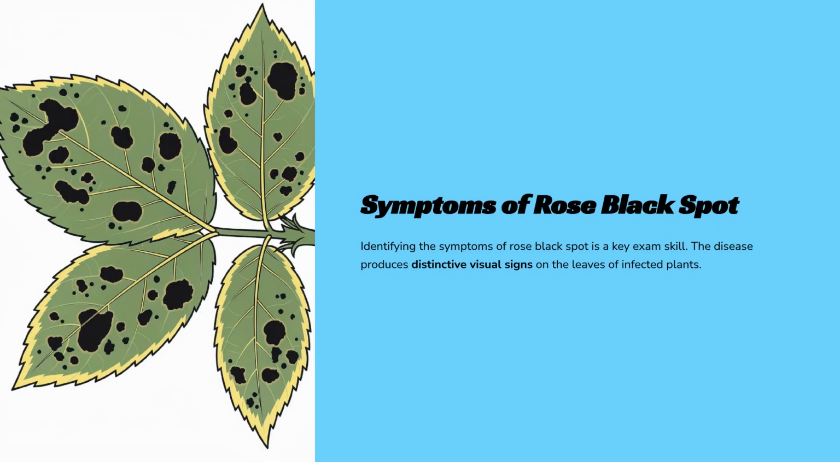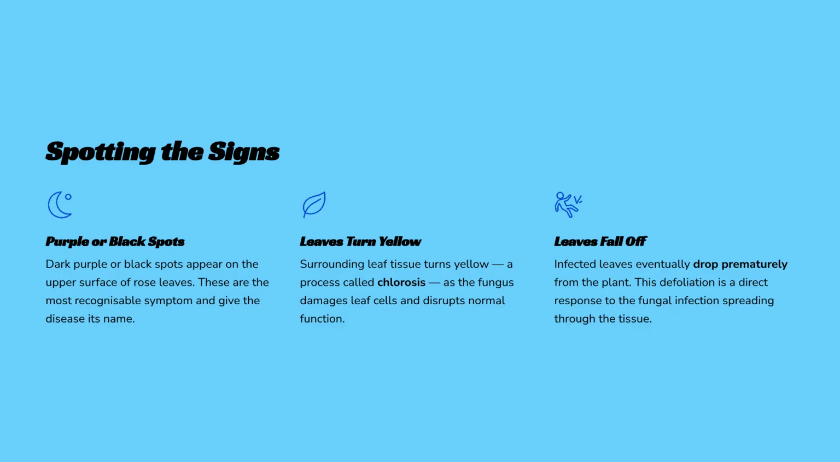Being able to identify the symptoms of rose black spot is essential for your exams. The disease manifests with clear visual signs on the plant's leaves. The key signs include dark purple or black spots on the leaves, followed by yellowing of the tissue, known as chlorosis, eventually leading to the leaves falling off prematurely.